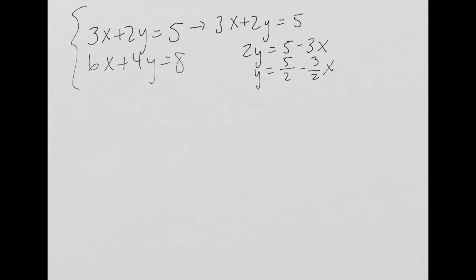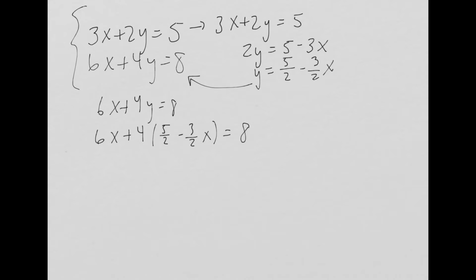Now what am I going to do? I'm going to take this and plug it back into my second equation. So 6x plus 4y equals 8. Everywhere I see a y, I'm plugging that in. So I got 6x plus 4 times 5 halves minus 3 halves x equals 8. Now let's solve this. So first I'm going to distribute my 4. So 4 times 5 halves is 10. If you don't believe me, you can use a calculator for that. What else do I have? 4 times 3 halves is 6. And that's still going to be 8 over there.